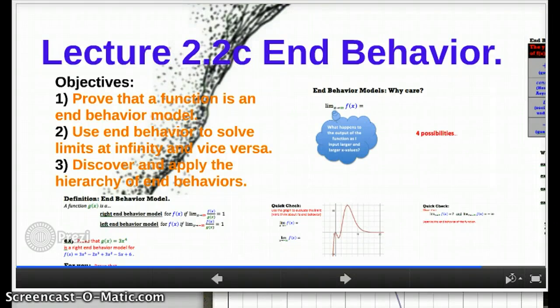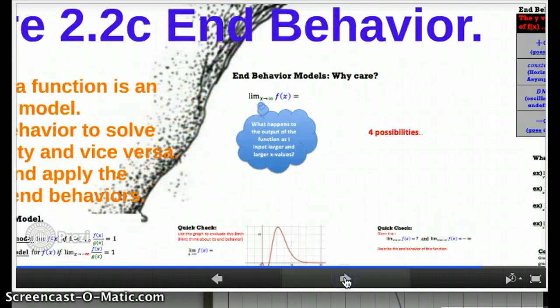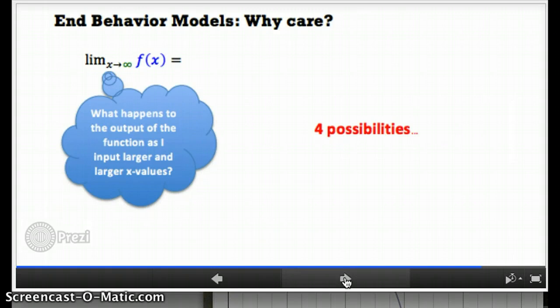Lecture 2.2c, this is the second of the 3 lectures on end behavior. Last video we talked about how to prove that a function is an end behavior model. And it turned out that doing that proof requires a whole bunch of algebra. So now you're kind of wondering, well, why is it worth all the trouble to do that algebra? And so this video is going to talk about why we should care about end behavior models.